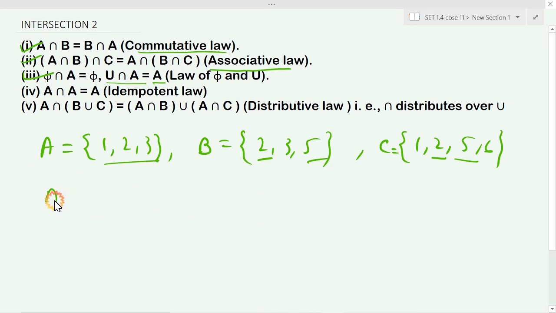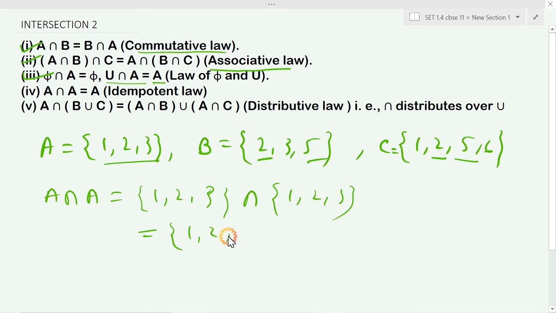So A intersection A. What is A? 1 2 3. And what is A? 1 2 3. Now the common element between these two sets is 1 2 3, and 1 2 3 represent the set A. So A intersection A equals A, and this is called the idempotent law.